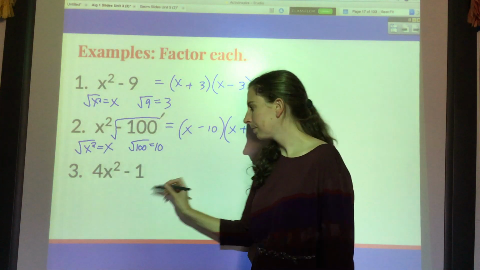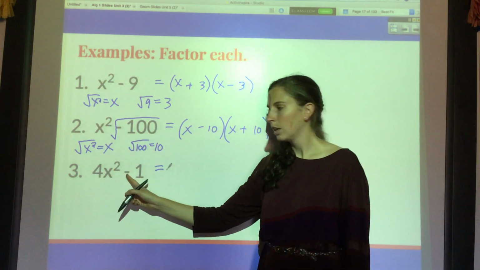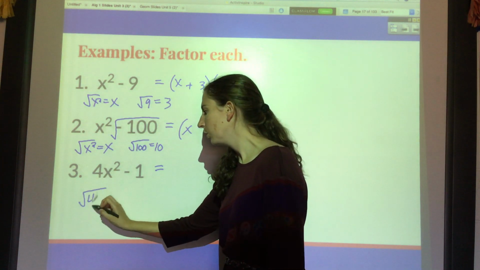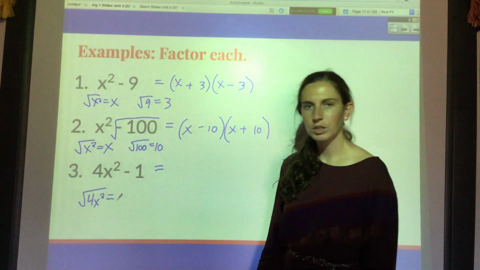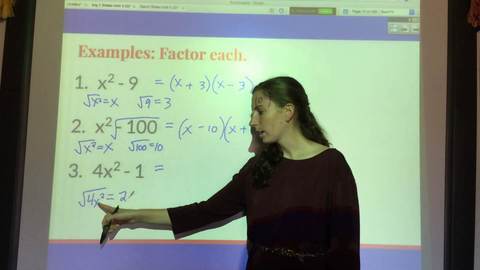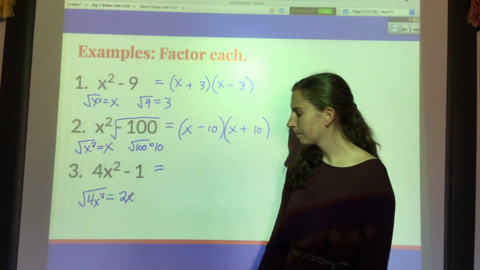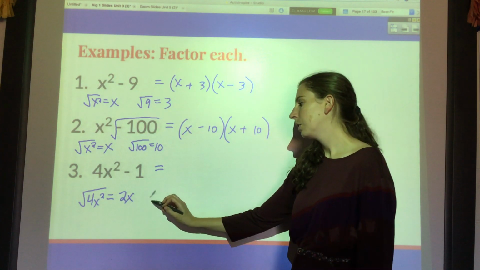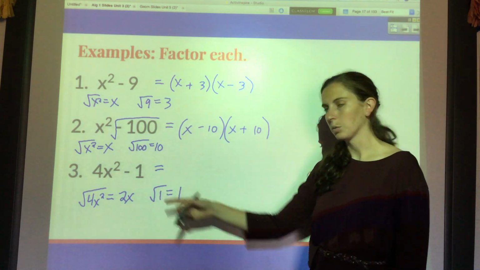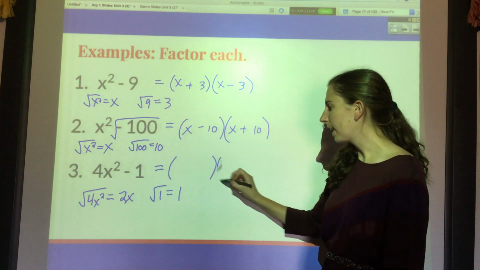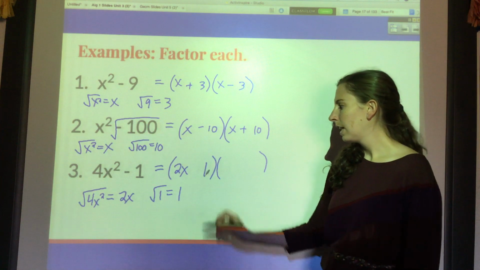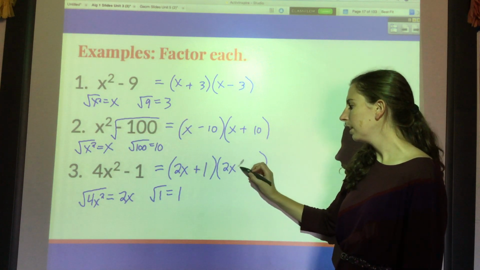On this one, again, this is the difference of two squares, things that square root evenly. The square root of 4x squared, we'll have to do this kind of separately. The square root of 4 is 2. The square root of x squared is x. And then here's a 1. 1 square roots evenly, it's just 1, because 1 times 1 is 1. So in my two factors, I'll put 2x and 1, and make 1 plus, and make 1 minus.